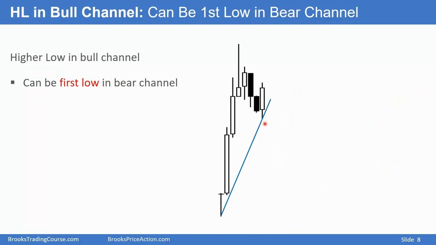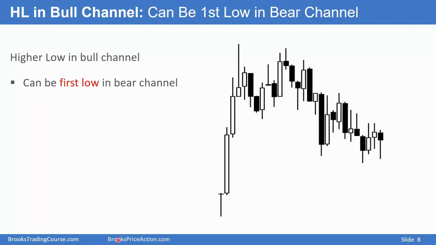We have a bull trend and a higher low. But that higher low in the bull trend was actually the first push down in a bear trend. We have a low, lower low, lower low. This low in the bull trend was followed by a rally, but it failed to get to a new high. Even if it went to a new high and turned down, it still could have been the first low in a bear trend.